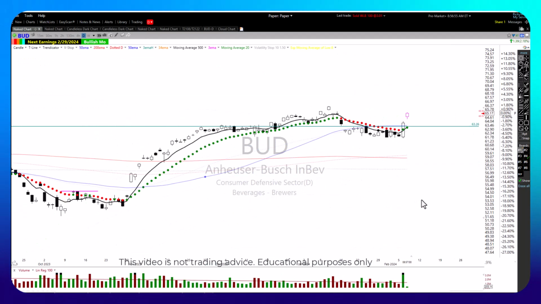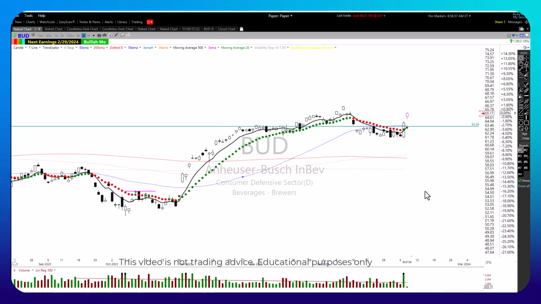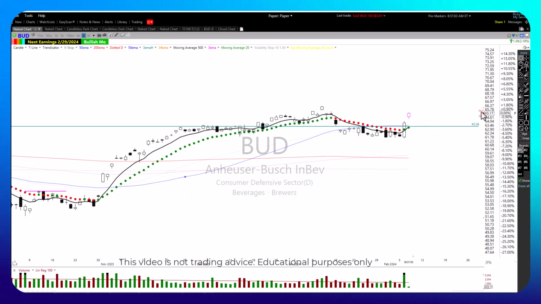Bud, holy cow. So Budweiser here had a big turn of events yesterday. We're gapping up today. I have nothing really particular about it. I'm just going to draw that box in there. I'm going to wait for it to set up, and I would like to trade that when we're all set up on it, when the price action is set up.